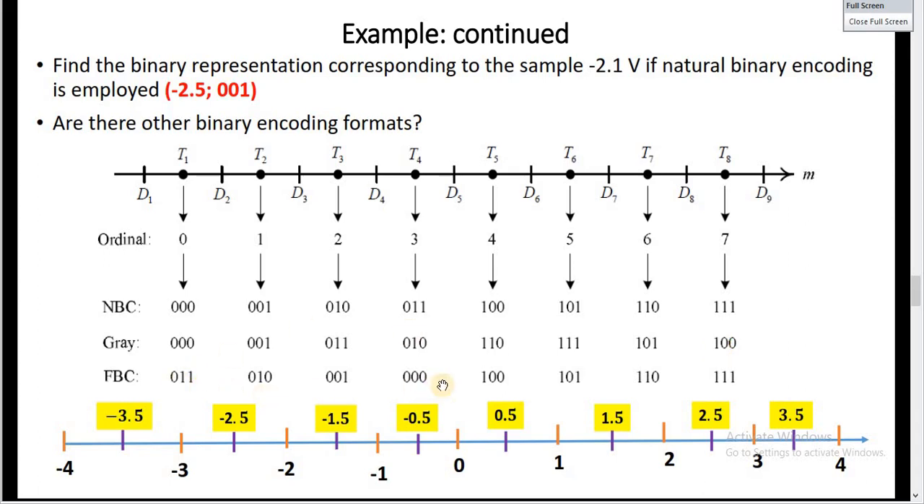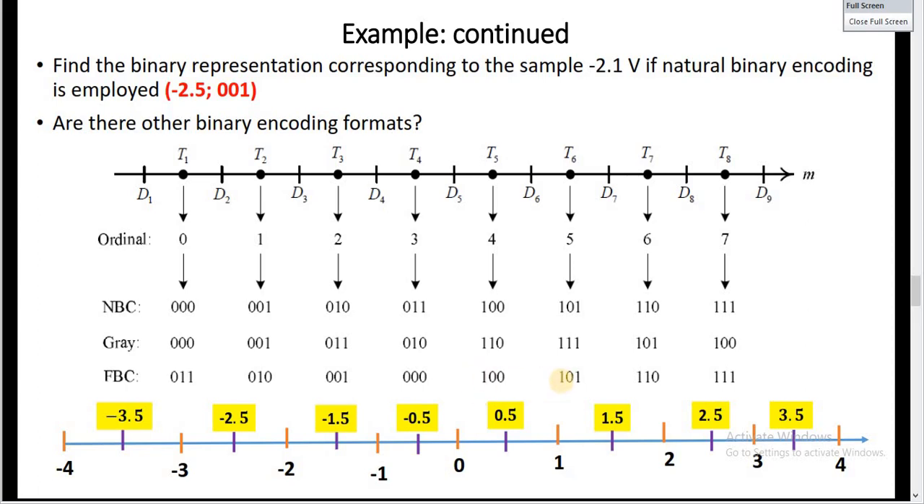The third representation is called the folded binary code. In the folded binary code, one digit is reserved for the sign. For positive samples, this digit is 1, indicating that these samples are positive. 0 indicates that these samples are negative. The first digit indicates the sign of the sample value.